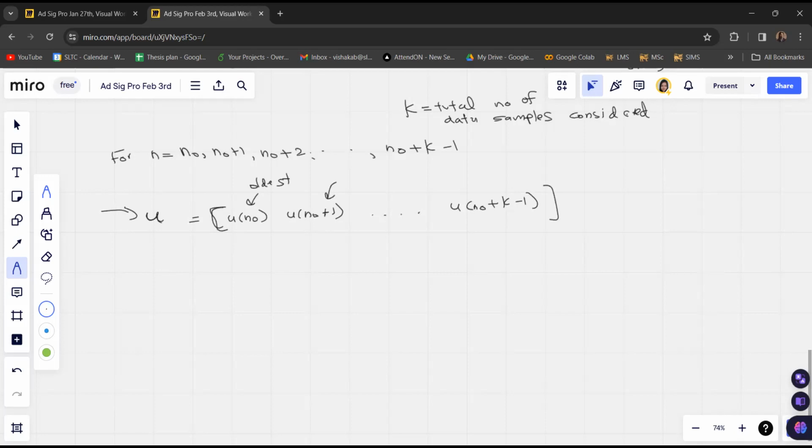Then we can denote the other vectors with the desired signal and then the error signal. So for the desired signal, this is going to be the desired value at n naught, then the desired value at n naught plus 1, likewise.